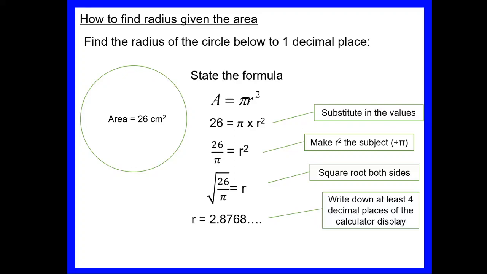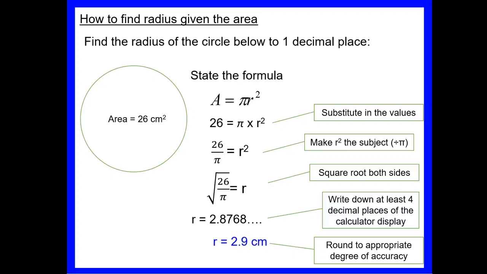So at least 4 decimal places as always with these. And then we can round it appropriately. So I've rounded it to 1 decimal place. So the radius is 2.9 centimeters. Okay, make sure you've copied down all of those steps before you move on.